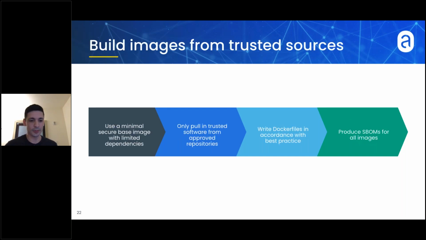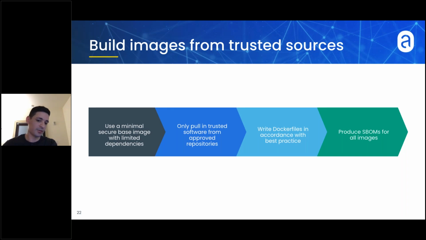And next, if we jump to building images from trusted sources, we see that this is really all about minimizing the surface area for attack. So using a minimal secure base image with limited dependencies, basically for that container image, nothing really should be unused in that particular microservice, for example. Second is only pull in software that you trust from those approved repos, right? So if you do have a set up binary repo that you're going to allow all your binary artifacts to be pulled from, make sure that that's the only one and we're good there.